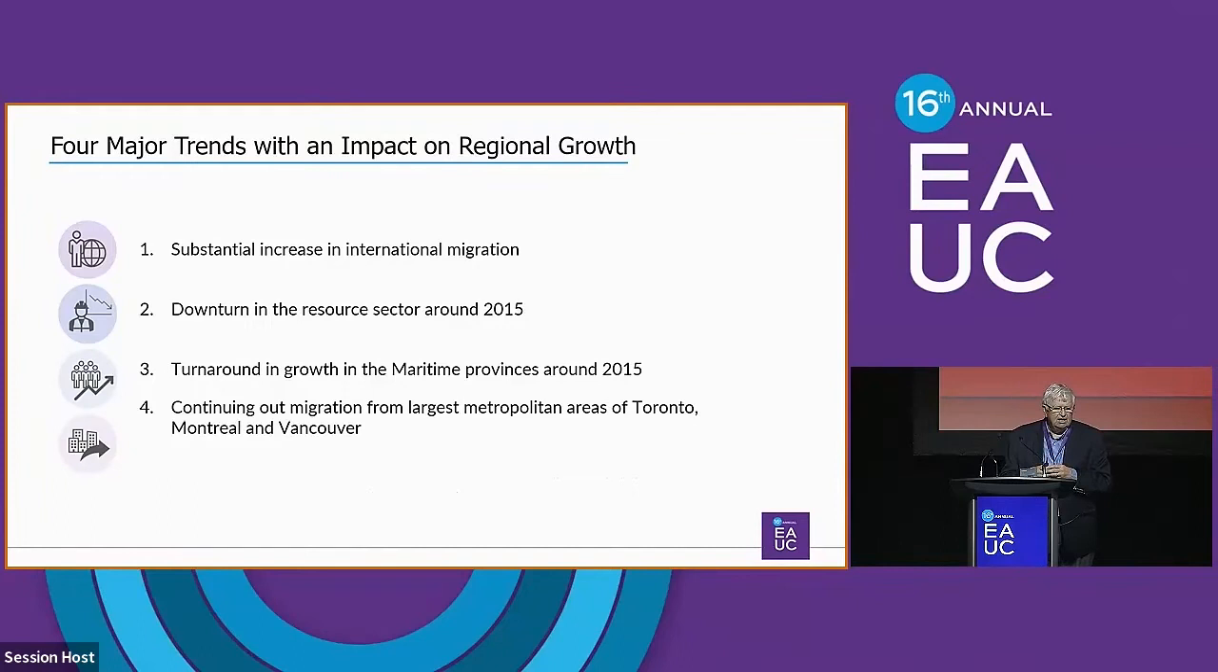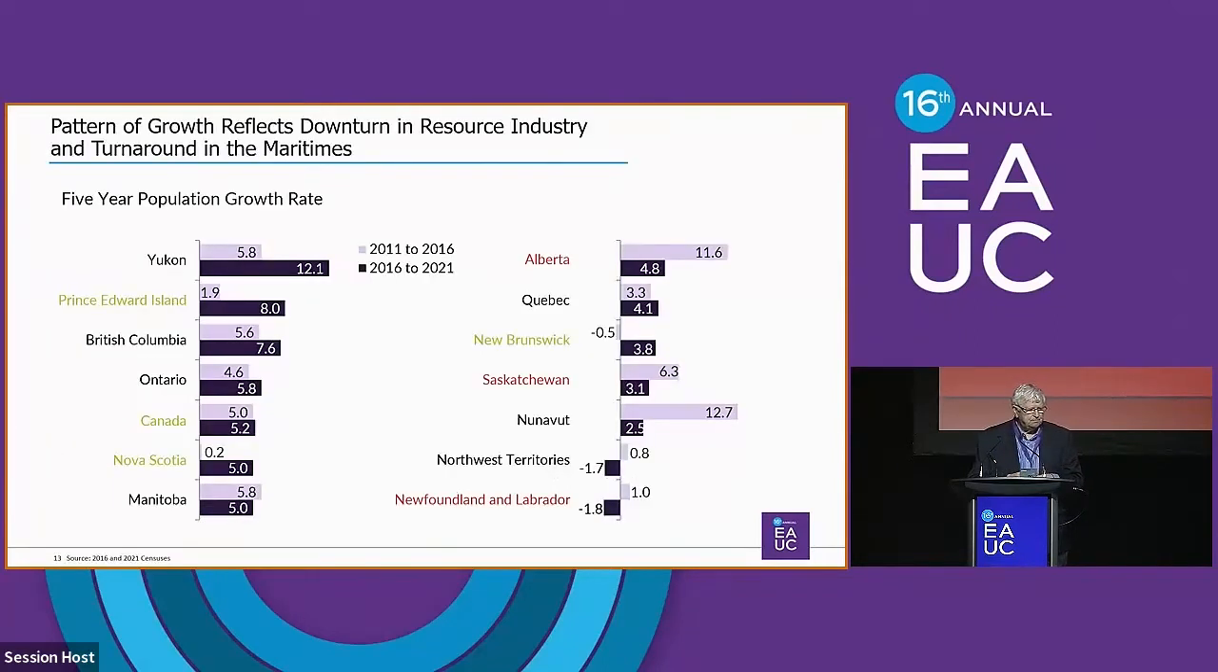And then finally, a trend that we've been monitoring for many years, but that picked up steam during this recent period, is an outflow of people from the large metropolitan areas of Toronto, Montreal, and Vancouver. Those areas attract many immigrants, but balancing that to some extent is an outflow of people, no doubt heavily determined by the cost and availability of housing. And we'll have a look at that in a minute.